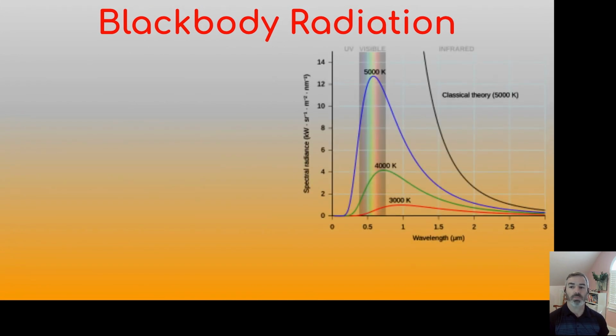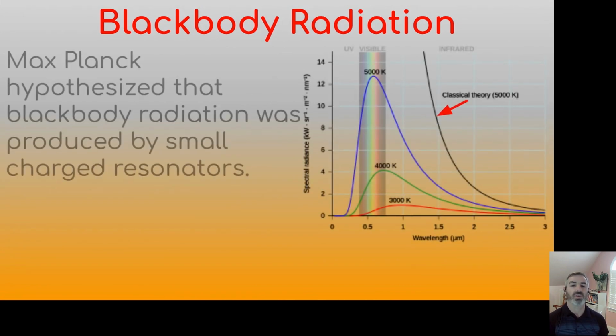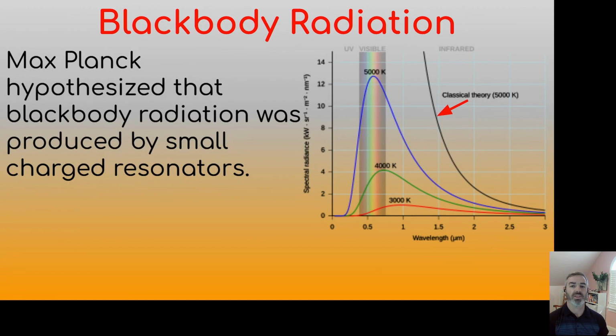So if we look at the observed graph, we can see this black line represents the classical theory, and Max Planck hypothesized that blackbody radiation was produced by small charged resonators. Now you can see the curves of 5,000 Kelvin, 4,000 Kelvin, and 3,000 Kelvin with the blue, green, and red respectively. And those curves represent the max wavelength that's perceived from a black body.